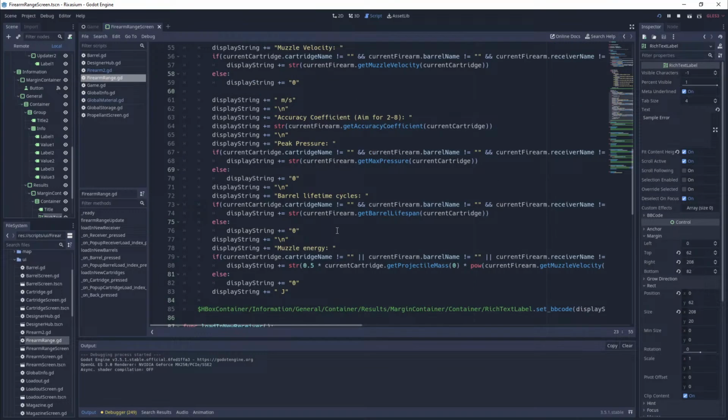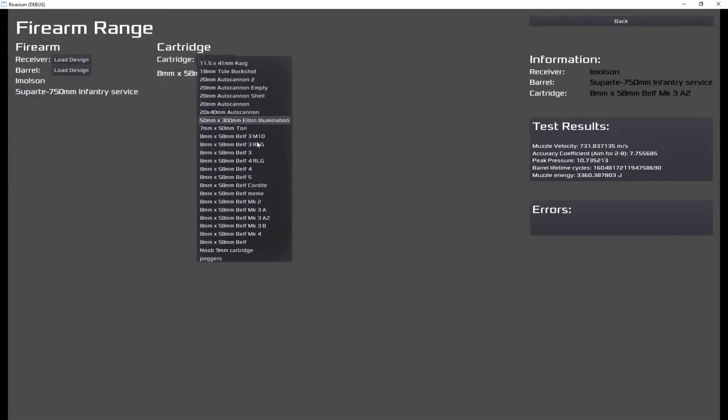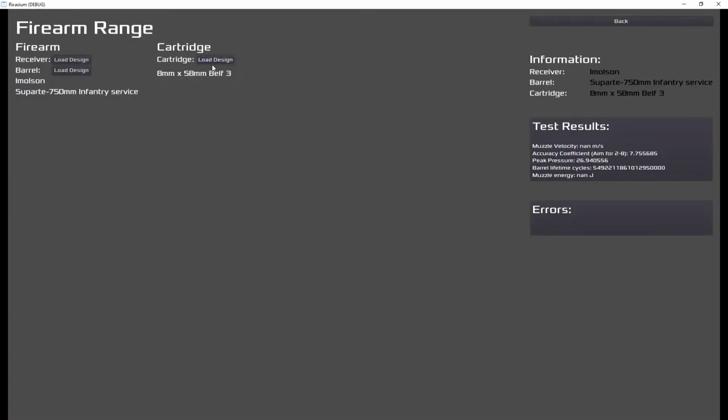Okay, should be here. So we're just going to multiply this by 10 just to pretend that things are okay. I think that's what our code is doing right now.